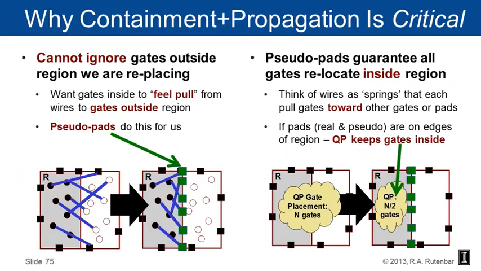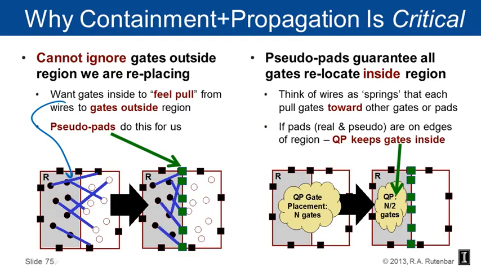So this is the summary slide here. Why containment and propagation are so critical. On the left-hand side, the first point is you cannot ignore the gates outside the region that you're replacing. You want the gates inside the gray box on the left to feel some pull from the wires to the gates and pads outside the region. The pseudo pads do this for us. So there are all these blue wires that are connected to things outside the gray region. The pseudo pads pretend to be the gates and the pads that are not available to us to place anymore. So the gates inside go in the right place.